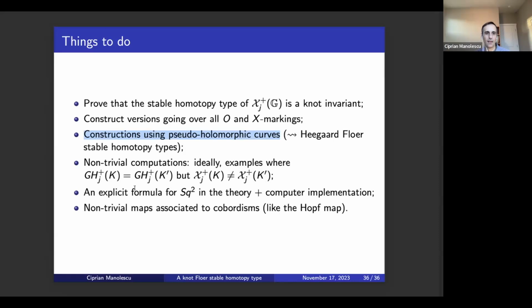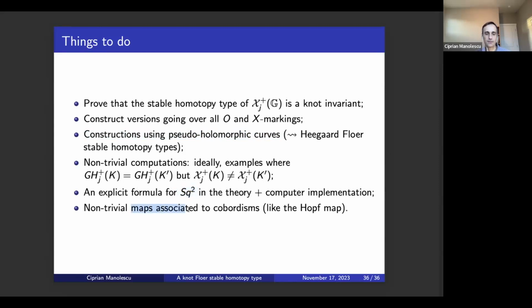But anyway, the simplest thing that you see in homotopy and not in homology is the second Steenrod square. And this is what Lipshitz and Sarkar use for their Khovanov spectrum. There should be an explicit formula for this Steenrod square, and this should be implemented on the computer. I think my collaborator Sucharit has a student who's working on this. And hopefully this will give some non-trivial computations.